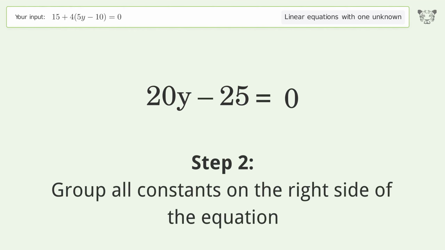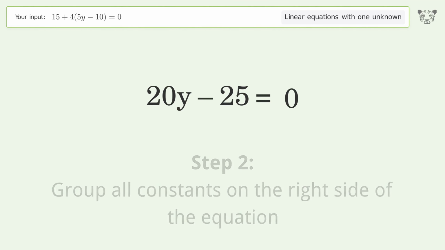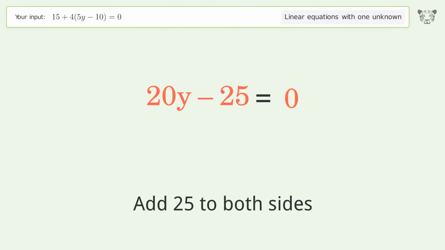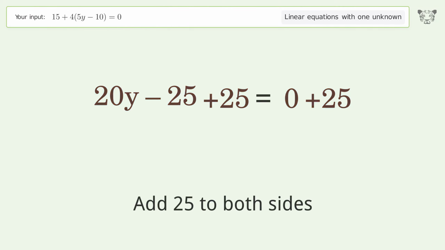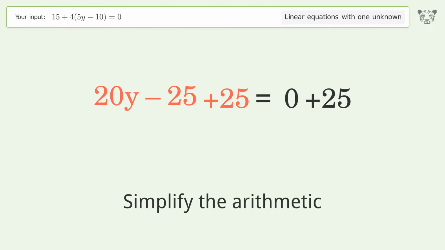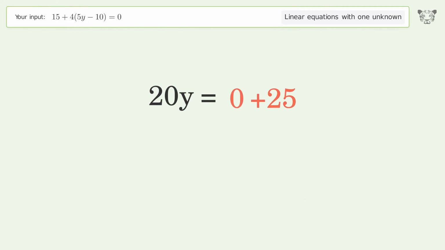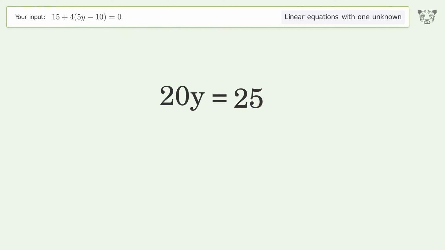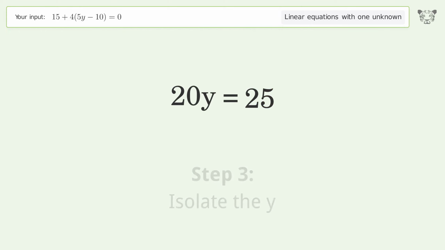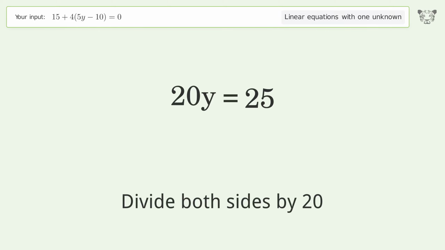Group all constants on the right side of the equation. Add 25 to both sides. Simplify the arithmetic. Isolate the y. Divide both sides by 20.